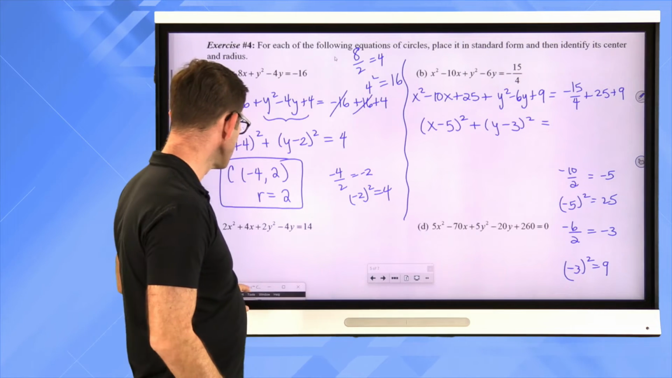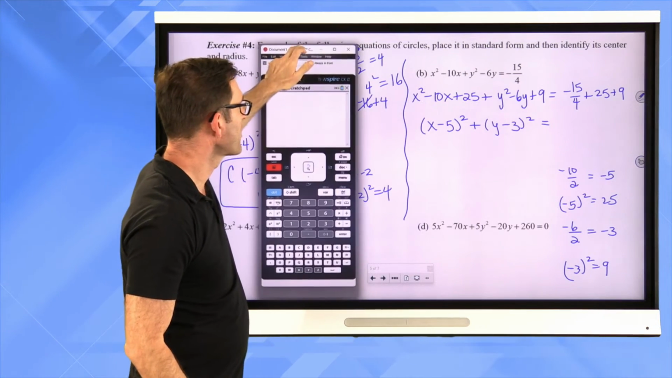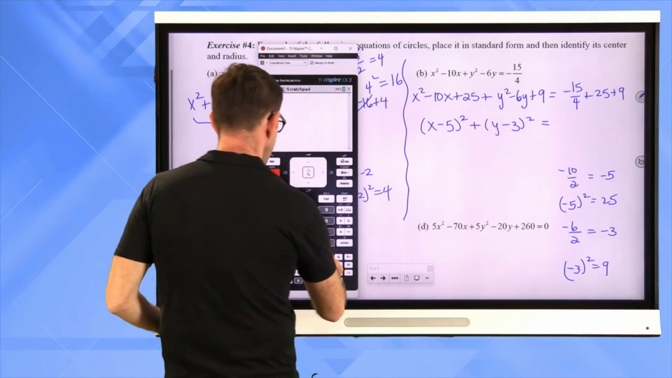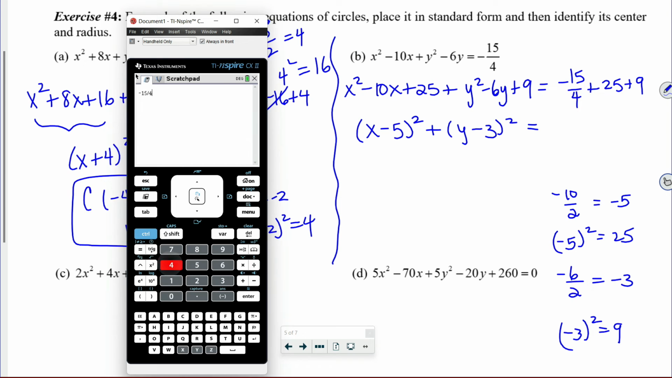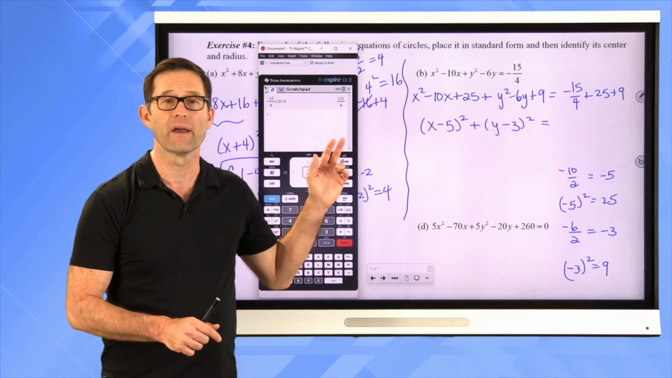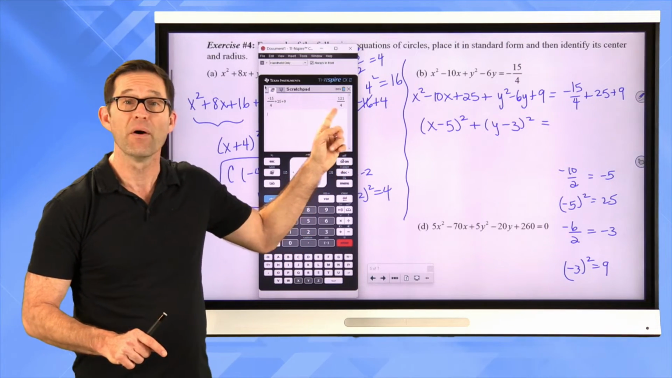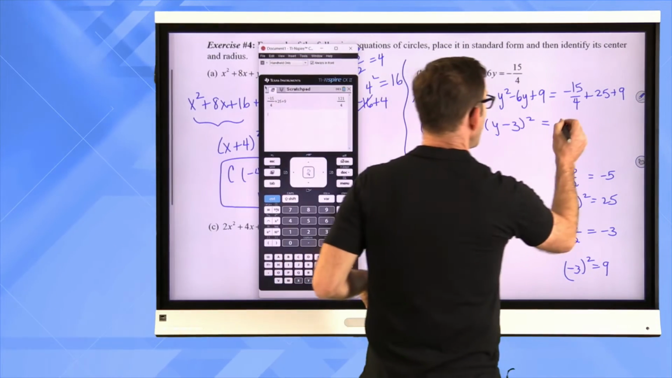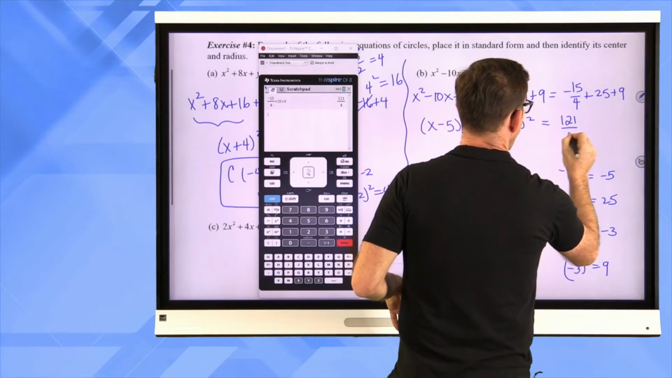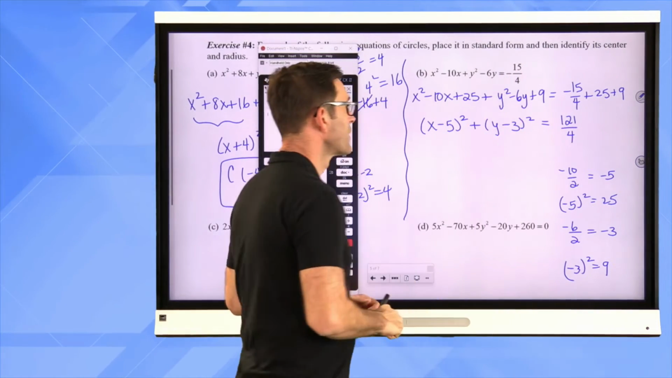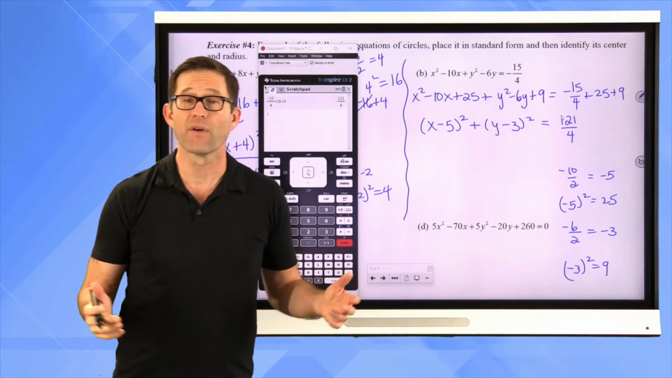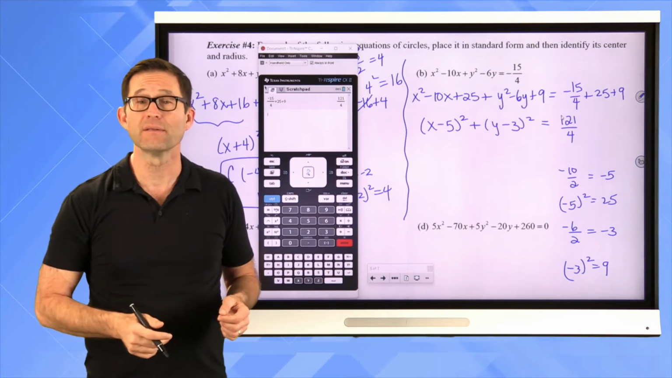One of the nice things is that on our TI Inspire calculator, it's really a piece of cake to put in 15 divided by 4, or you could use the fraction button if you want, plus 25 plus 9, and the default setting on your calculator is to give you your answer in terms of a fraction. Now, I realize that that's really tiny, but that fraction says 121 fourths. Okay? And now we've got our equation in center radius form.